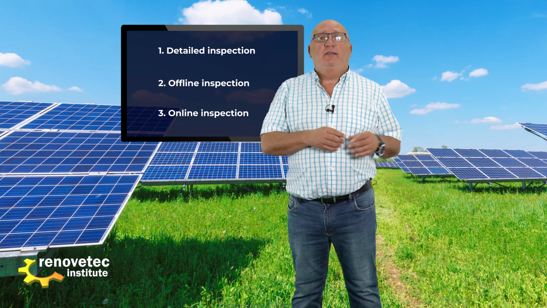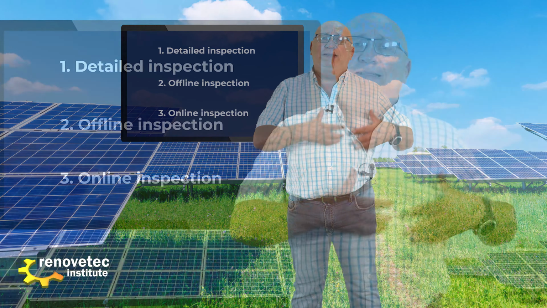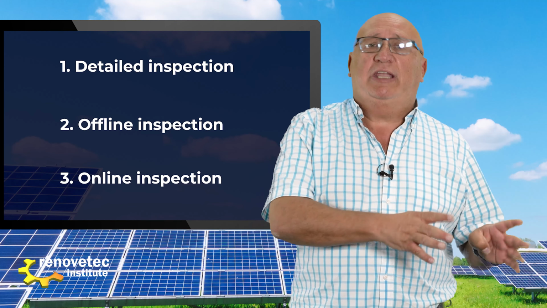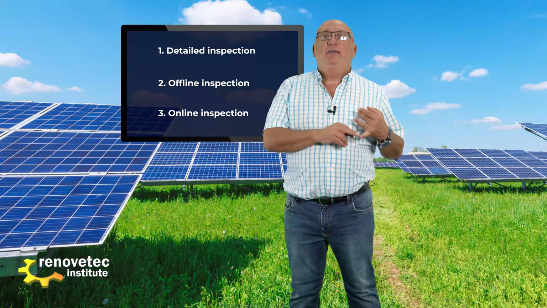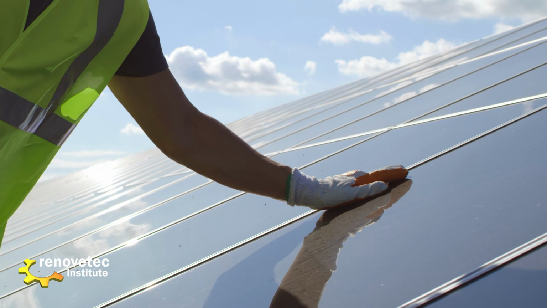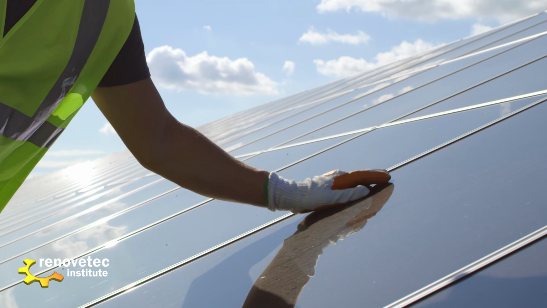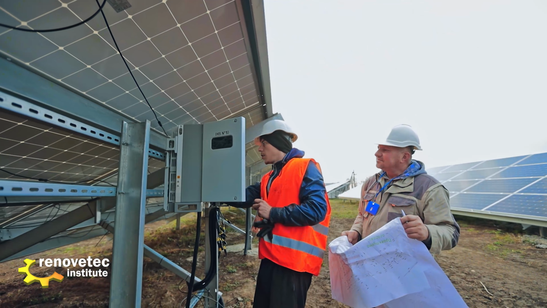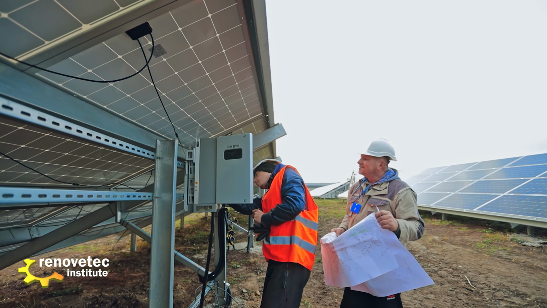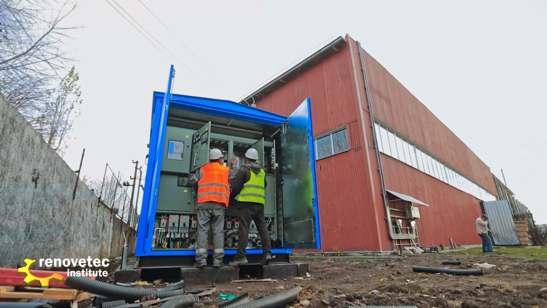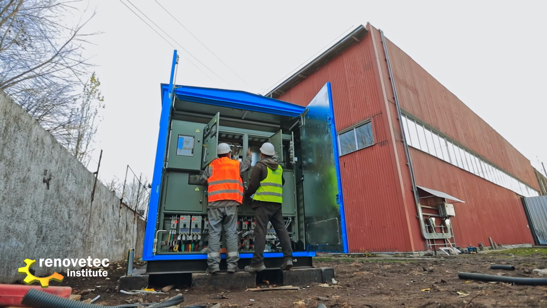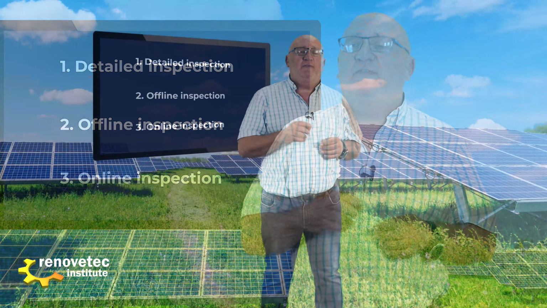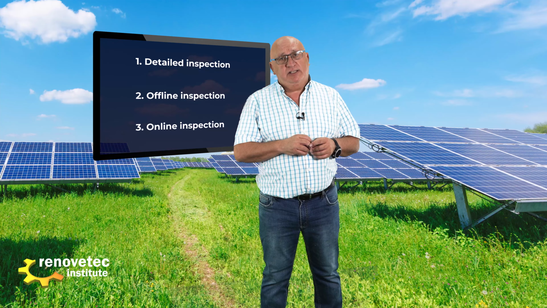Starting with the first one, what is necessary to inspect in a detailed inspection? Remember, it's a visual inspection, but what is necessary to check? Well, it's necessary to check the modules, the structure, the wires, the inverters, the transformation center with all the devices inside of this transformation center, the meteorological stations that we have in the installation, and finally, the substation.